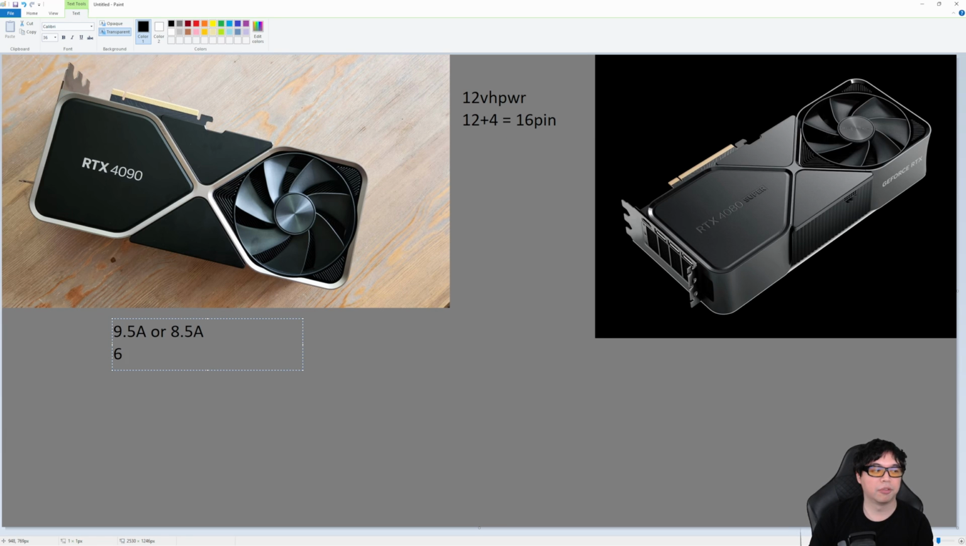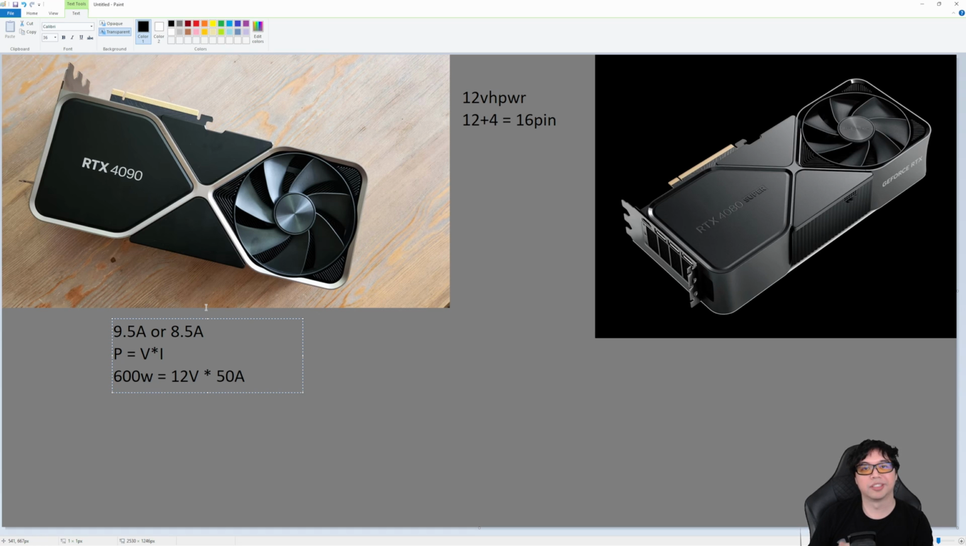And we all know that power equals voltage times current. So if your power is 600 watts, and your voltage is 12 volts, that's going to be 50 amps. Now, the thing about 50 amps is that this is divided across six pins, because the 12 plus 4 pin, as the name implies, there are 12 pins, and there are four sideband sense wires.